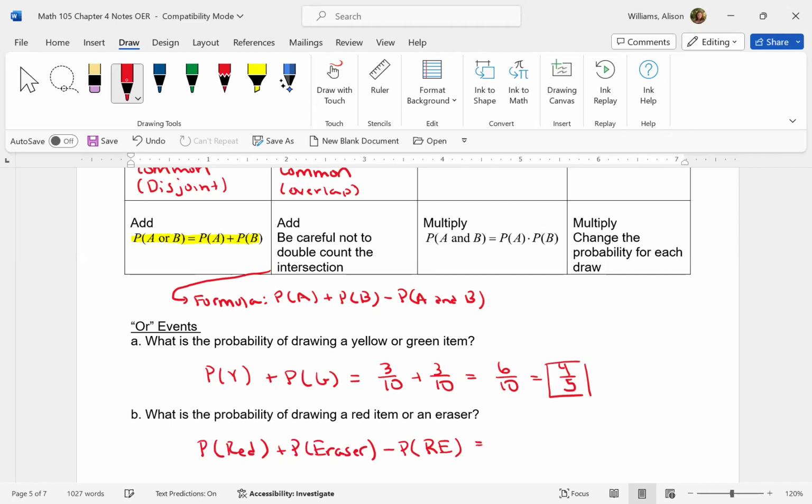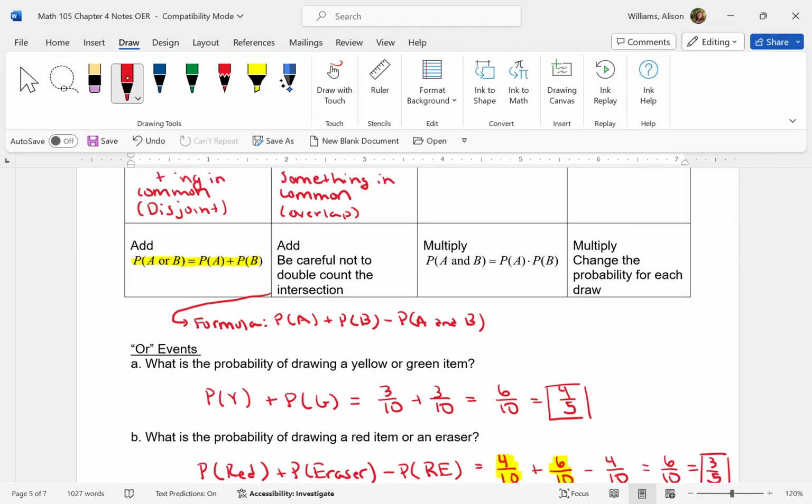So, red item. There were 4 out of 10 red items, plus 6 out of 10 erasers. But then, technically, the 4 red erasers got counted twice. They got counted here and here. So I have to subtract that out. I have to compensate for the fact that it got counted in both of those probabilities. So that gives me, let's see, 10 minus 4 is 6 out of 10 or 3/5. Here, I'll squeeze that in. Yay, 3/5. Those are the examples of the or events for that problem that we just did.